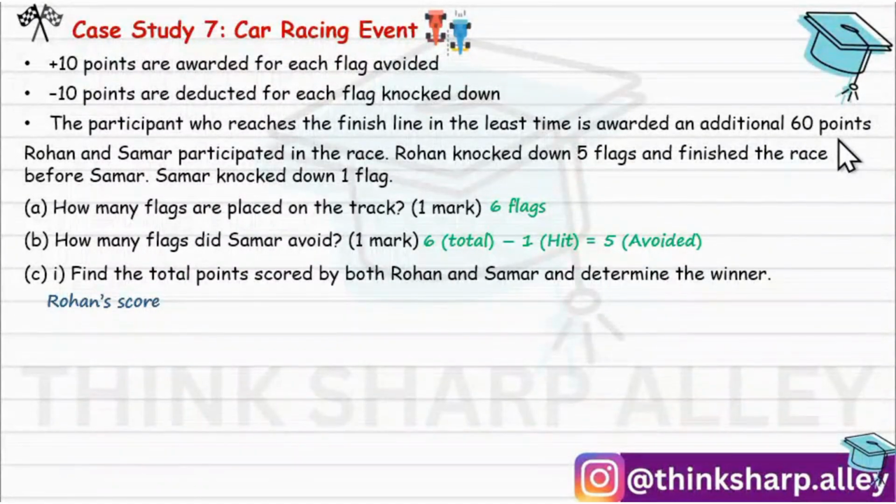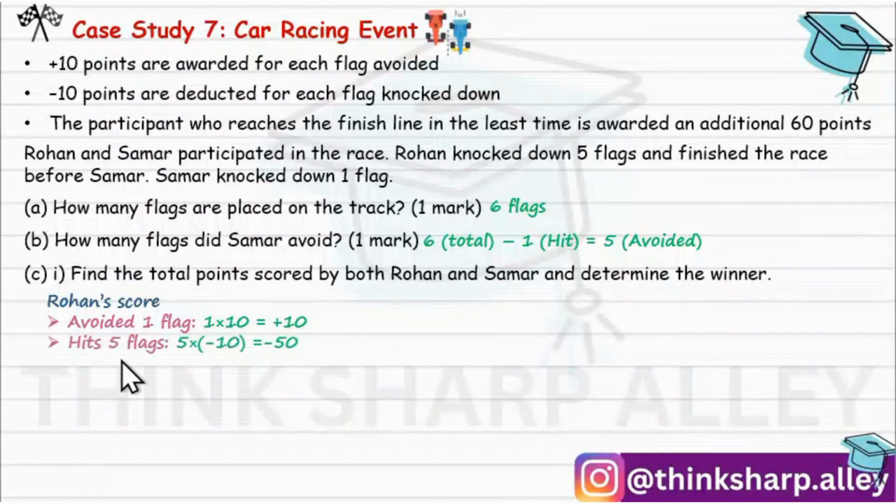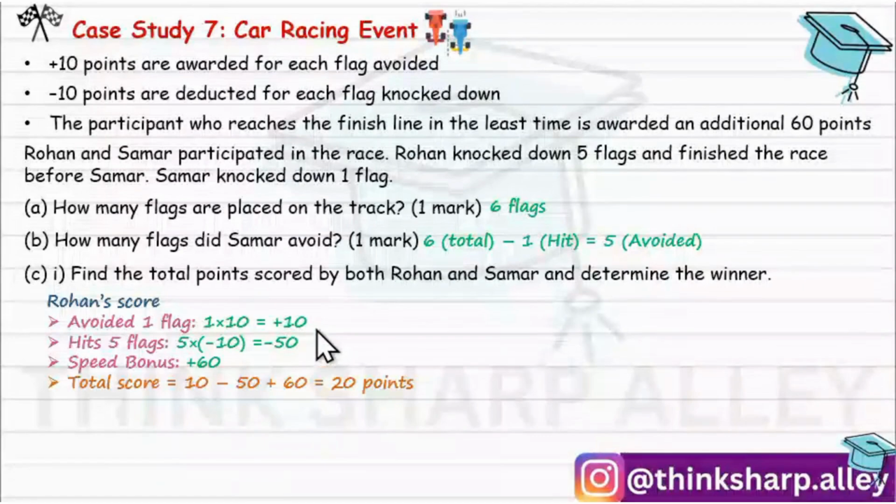But he was a bit reckless. Won't you agree? Because he has knocked down 5 flags. So he has to pay a penalty. He has avoided 1 flag, so he gets plus 10 points for that. So plus 10 into 1, that is plus 10. He has hit 5 flags, so minus 10 points for each. That means 5 into minus 10, that's minus 50. Speed bonus plus 60, so his total score becomes 10 minus 50 plus 60, that is 20 points.